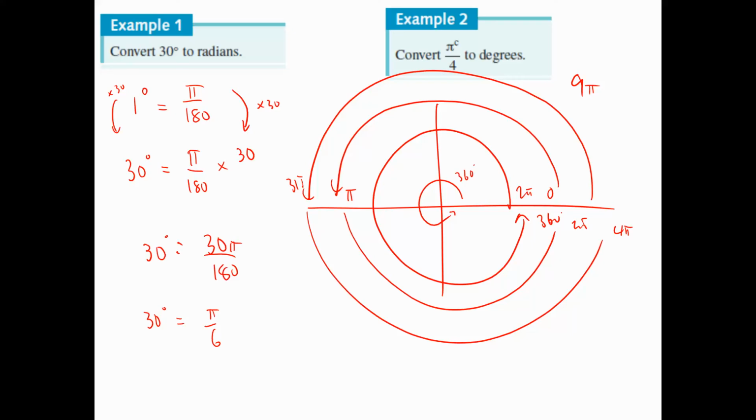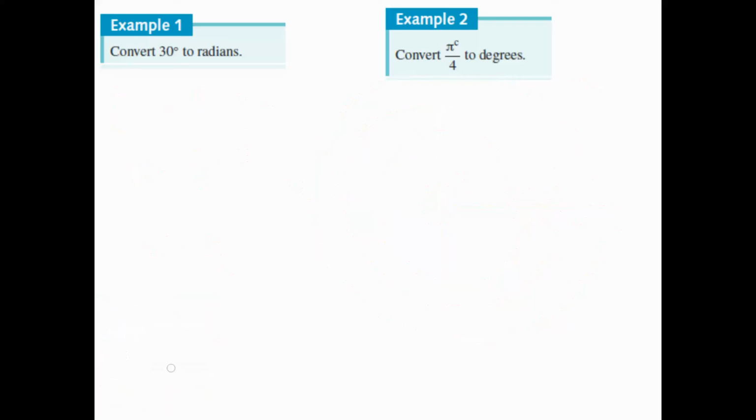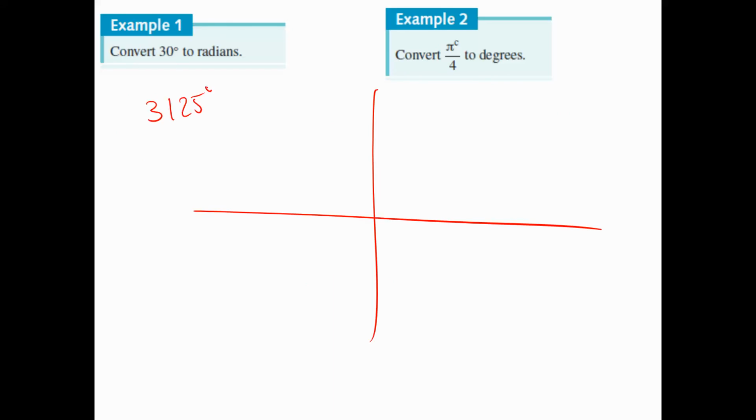And it's even harder if I wrote this number now. So if I changed this whole thing and I said, what is 3,125 degrees? Where am I? See, that's hard. You're going to sit there and you go, I'm going to have to divide it by 360, figure out how many revolutions I am. Then you can have an idea where you're sitting at.